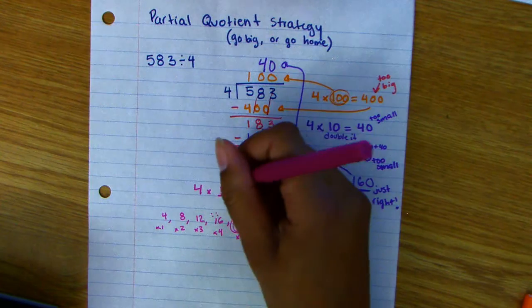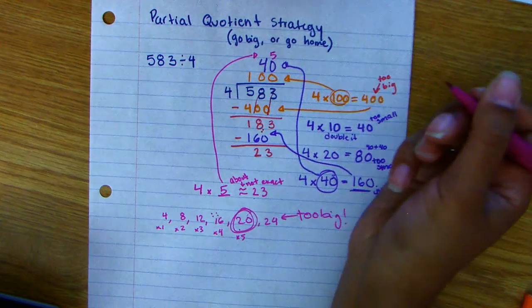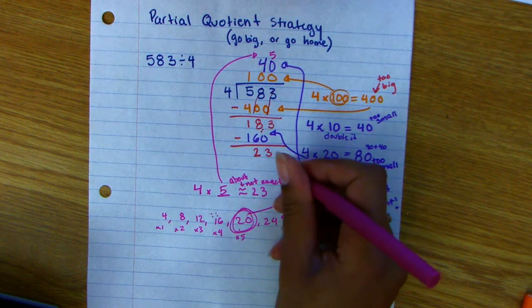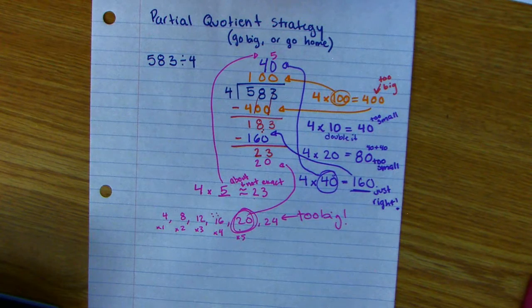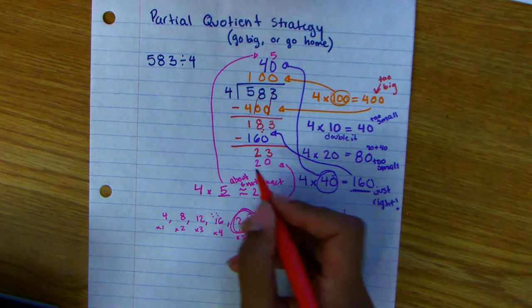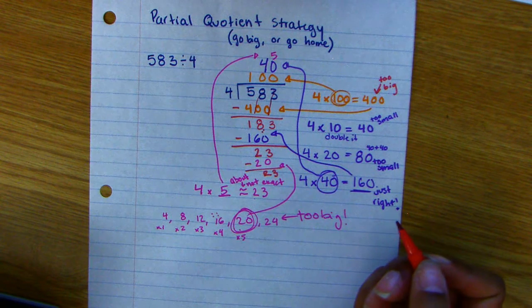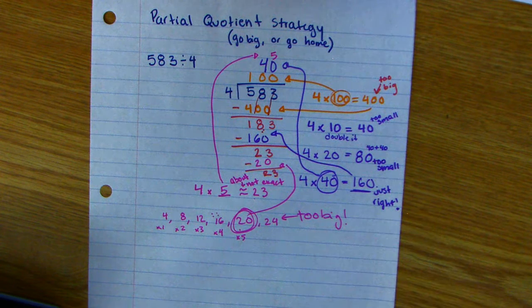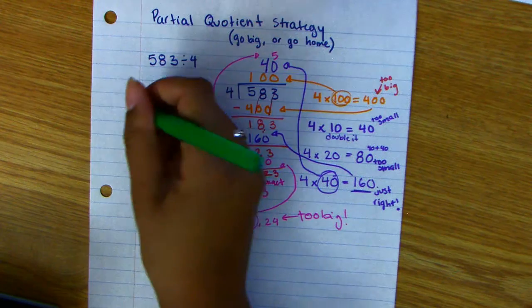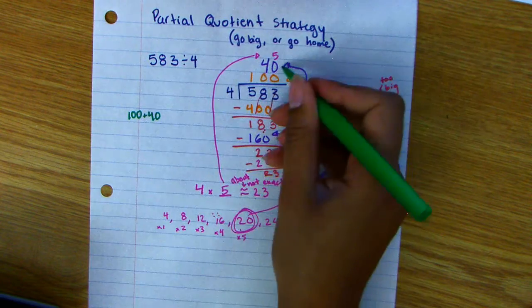And now I need to figure out what my remainder is. So I'm going to put my 5 on top. I'm going to put my 20 on the bottom. I'm going to do my subtraction. And then I'm going to see that I have a remainder of 3 because 23 minus 20 is 3. Our last step is going to be to add all of those numbers on the top and add our remainder. But remember, you're keeping it a remainder.